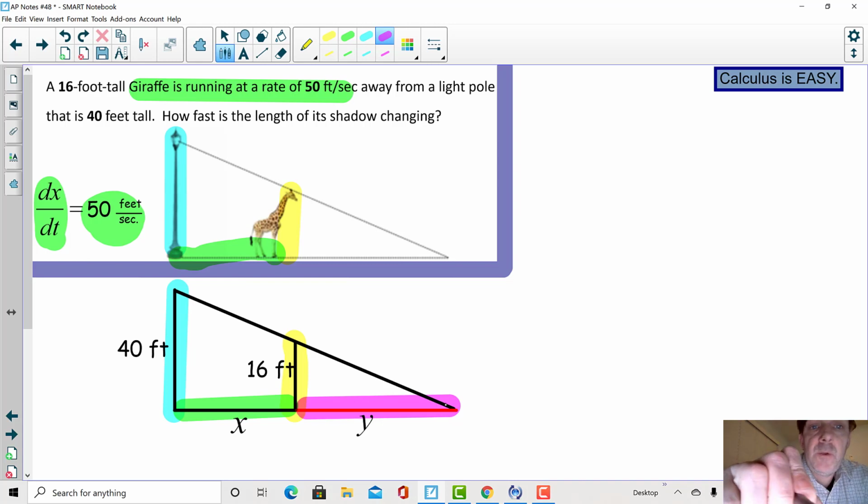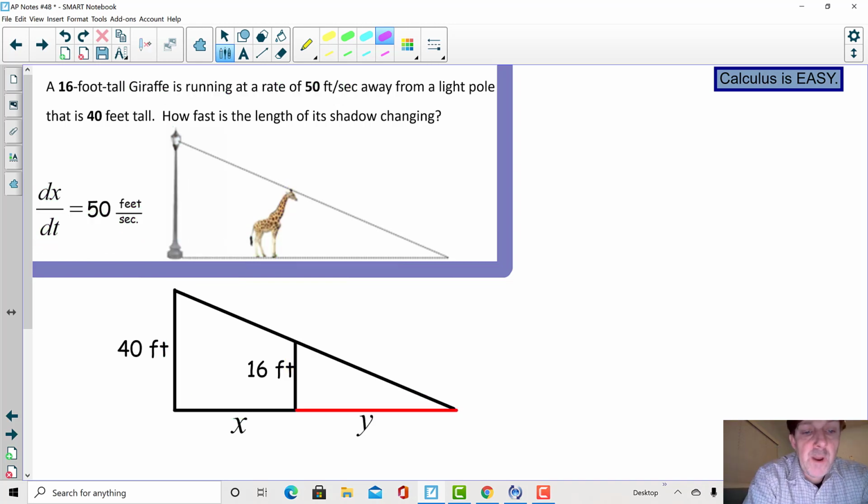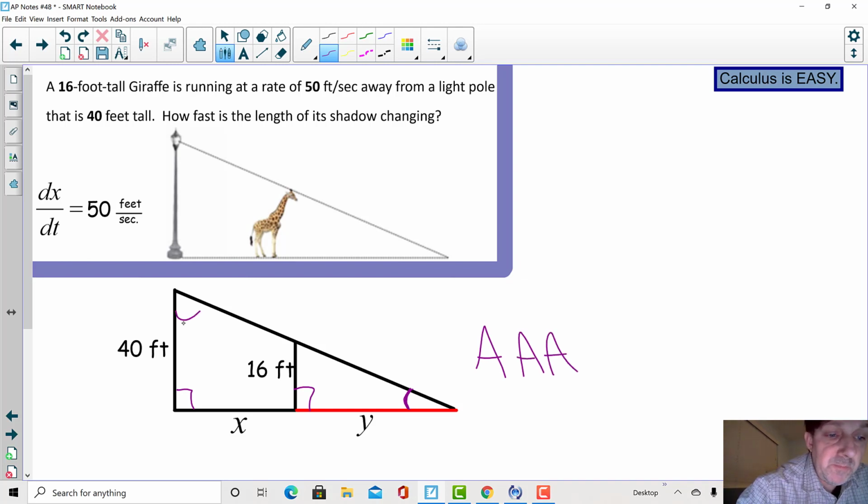So our answer is going to be y prime. Now in order to find y prime, we're going to have to create some equation, but we do have similar triangles. The reason we have similar triangles is because there's a right angle here and a right angle here, and they both share this angle over here. So you can see that they are similar because of angle, angle, angle, right? If two angles are congruent, then that third one is also going to be congruent.